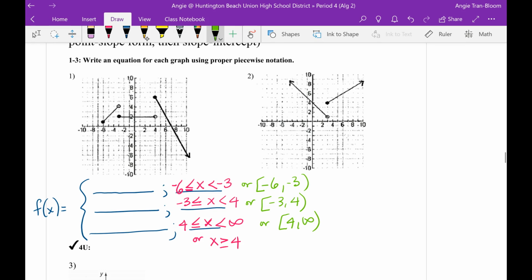Now, out of those pieces, which one's easiest to write the y value for, the function? First piece, second piece, or third piece? You want to do the easiest one first, because it's going to be the same amount of points. So which one would be the easiest?